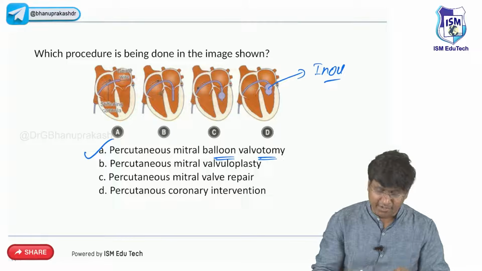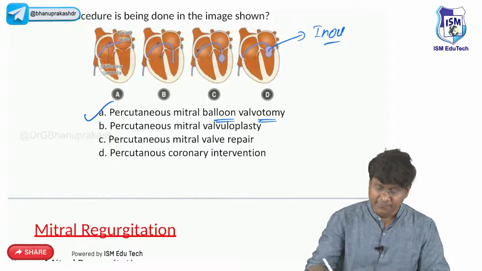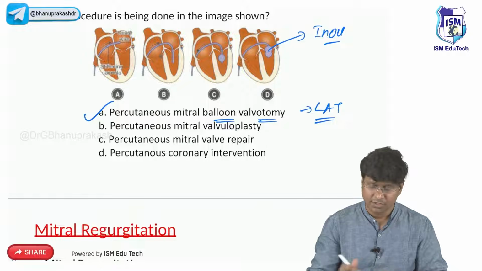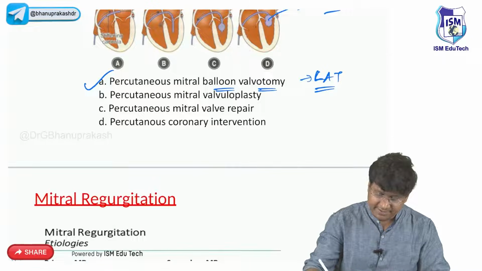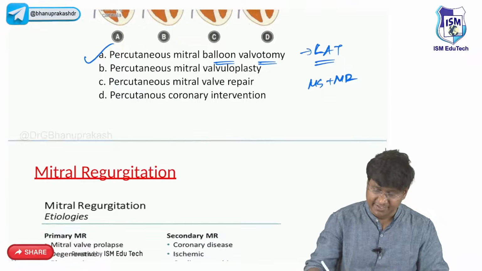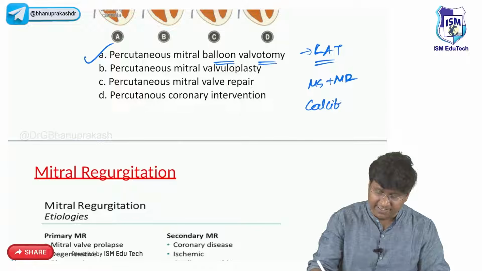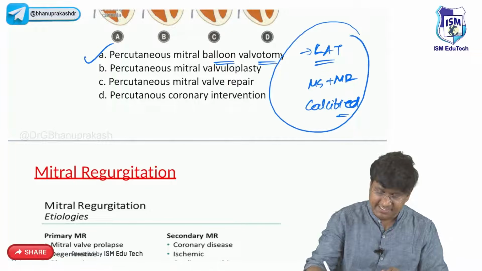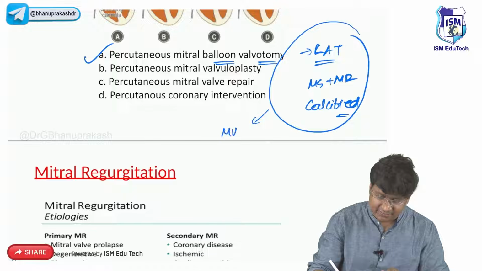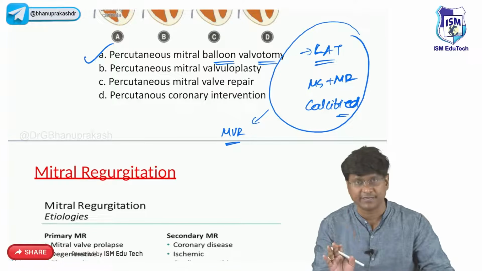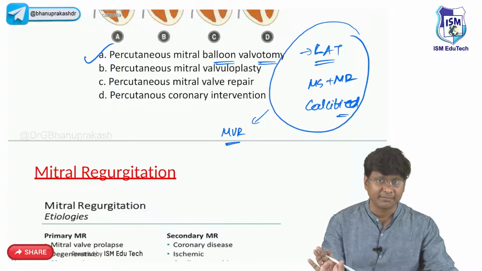But what are the contraindications for your PBMV? For suppose if there is left atrial thrombus, for suppose if there is mitral stenosis with severe mitral regurgitation, or if the patient is having calcified mitral valve, in all these conditions you cannot do PBMV. So in all these conditions what you need to do is mitral valve replacement has to be done, where you need to introduce the prosthetic valve. Okay, so that is about your mitral stenosis.